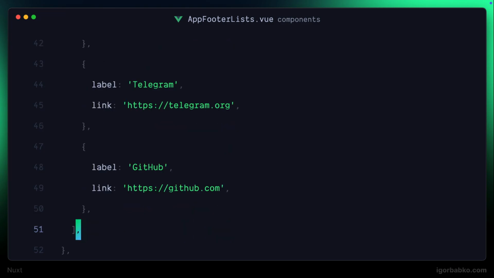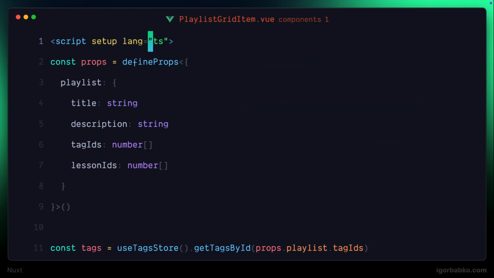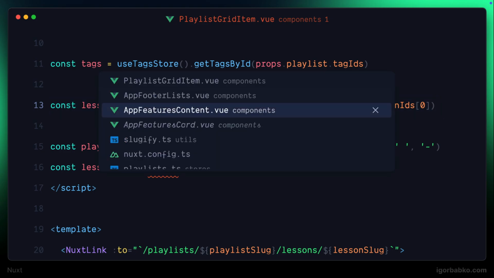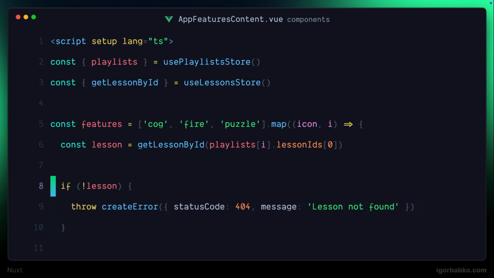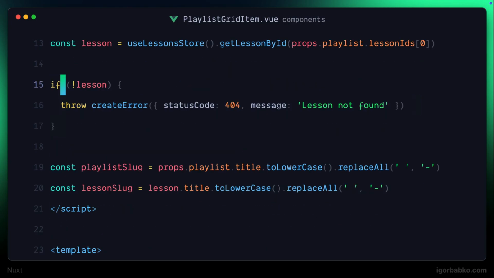Before, I have also noticed an error inside of the playlist grid item component. As you can see in here, the lesson variable is highlighted for the same reason as in the other component, because we first have to make sure that this lesson exists. So I'm going to use the same check here and throw an exception in case the lesson does not exist. Alright, let's see if the application still works without any errors.